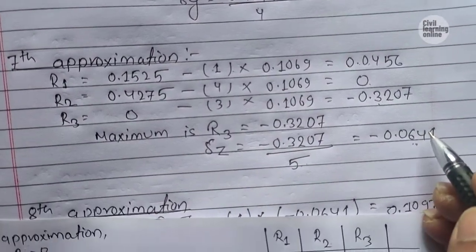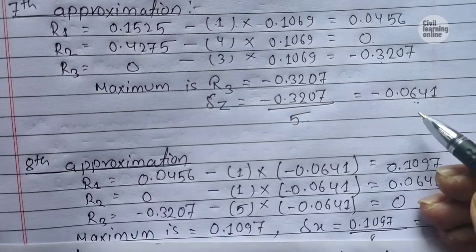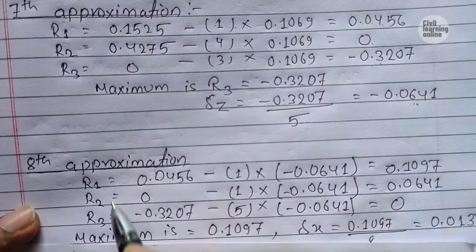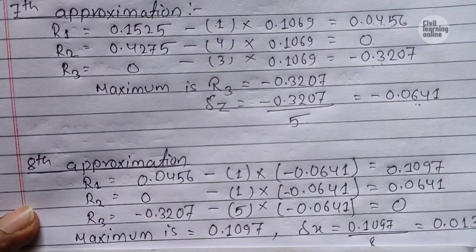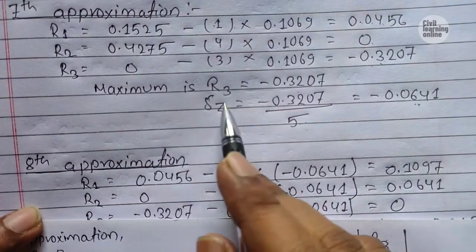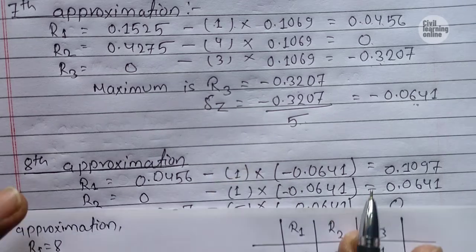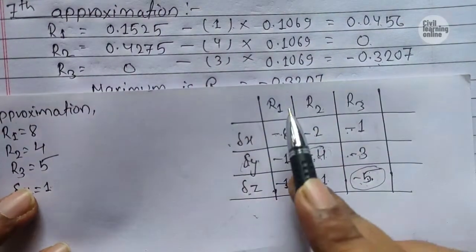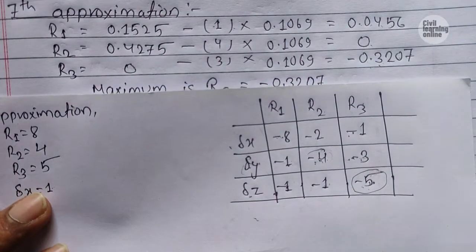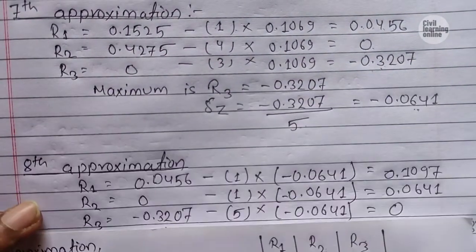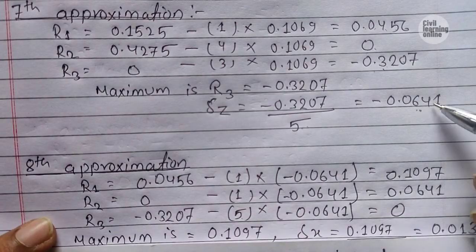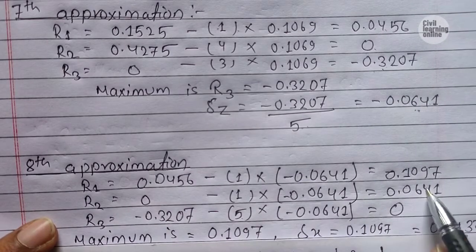Now move to the 8th approximation. For the 8th approximation, just copy the values of R1, R2, R3 of the 7th approximation. Here it is. Now we need to subtract, so minus sign, and in the 7th approximation we calculated del z. In del z the coefficients of R1, R2, R3 are 1, 1 and 5, excluding the change of sign. Multiply this with the value of del z of the 7th approximation, which is as it is. Now on solving this we will get this value.